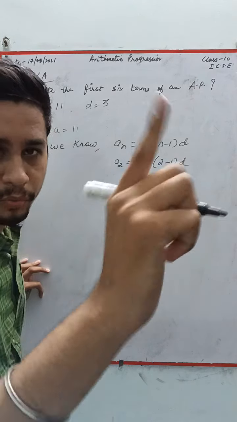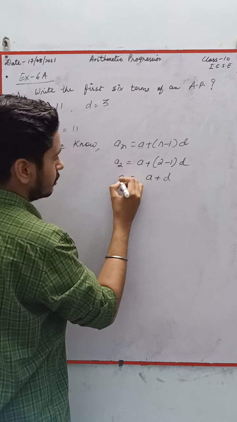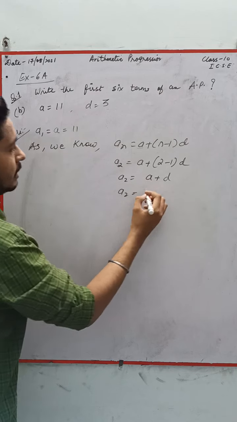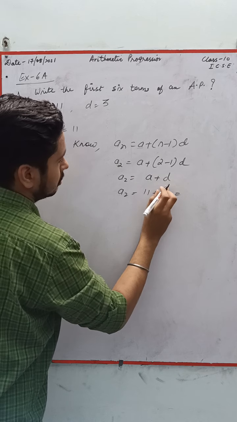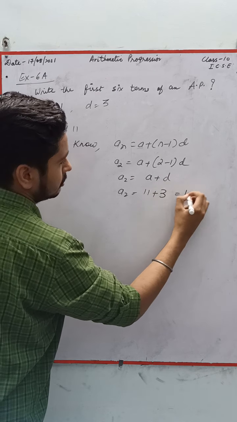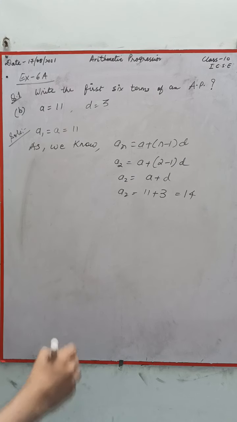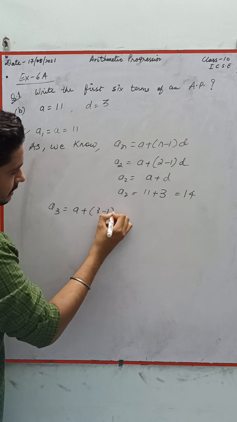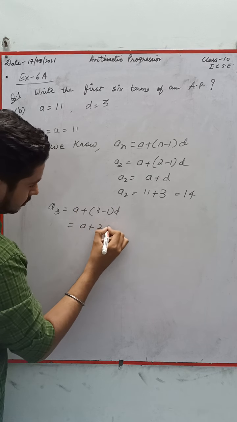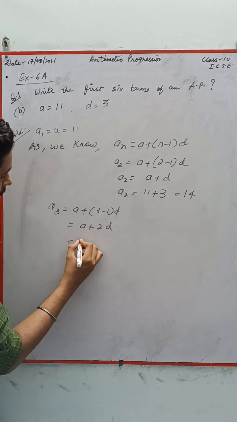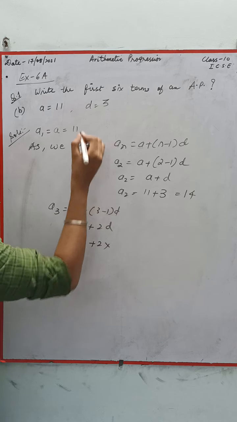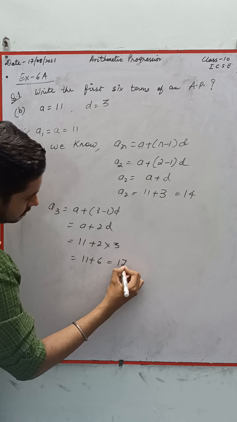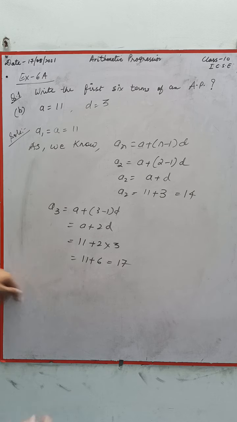2 minus 1 is what? 1. 1 into d is d. So a2 is equal to a plus d. a is 11, d is 3. So your answer is 14. Then a3 will be a plus (3 minus 1) into d, which is a plus 2d. So a is 11 and 2 into d is 2 into 3. So 11 plus 6, which is 17. So the third term is 17.